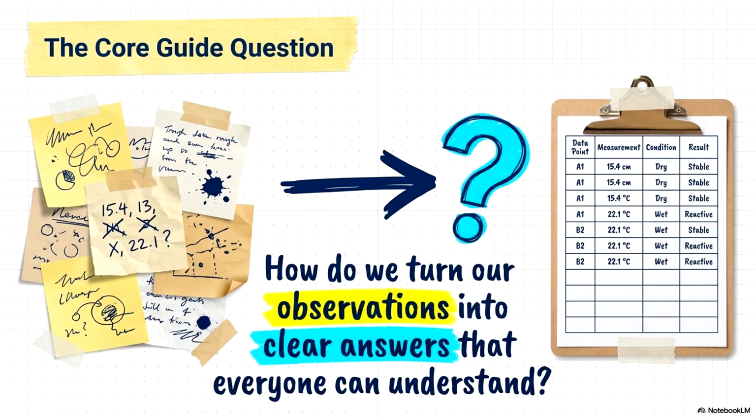Scientists collect many observations during an experiment. Sometimes they gather numbers, notes, measurements, and other information. But how do scientists turn all this information into clear answers that people can understand? The answer is by organizing the information carefully into results and data. When data is organized, it becomes easier to study and explain. So what exactly are results and data? Let's find out.